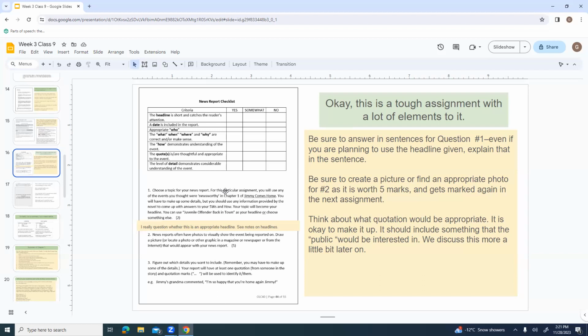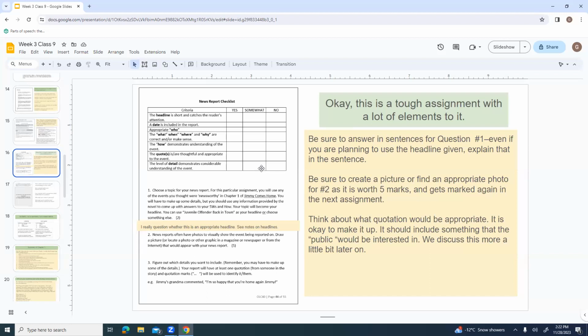So first of all, choose a topic for your news report. For this particular assignment, you will use any of the events you thought were newsworthy in chapter 1 of Jimmy Comes Home. You will have to make up some details, but you should use any information provided by the novel to come up with the answers to your 5 W's and how. Your topic will become your headline. You can use something like juvenile offender back in town as your headline, or choose something else.